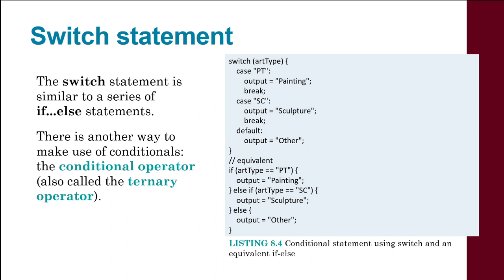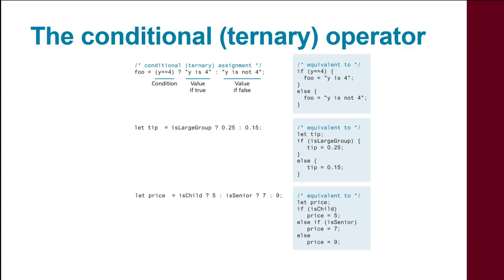So again, it's checking if it's set to PT. If not, it'll go down to the next one. Check if it's set to SC. If it's not, then it'll go down to the next one, and then the output is other. So that final else is your default statement. And this will become much more concrete when we do our lab.